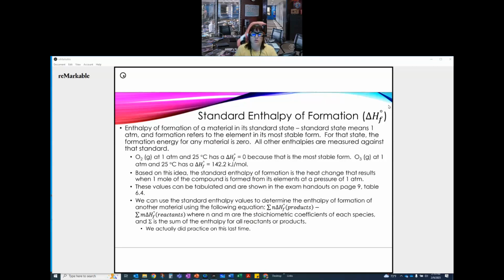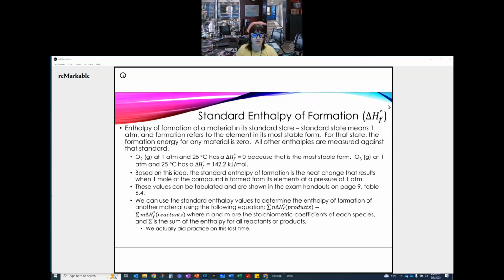Okay. So O2 gas at 1 atmosphere at 25 degrees has a delta H not F of 0 because that is its most stable form. So that is how we find it in nature. O3 gas at 1 atmosphere at 25 degrees C has a delta H not F of 142.2 kilojoules per mole, because that's the energy it takes to add that third oxygen onto that.